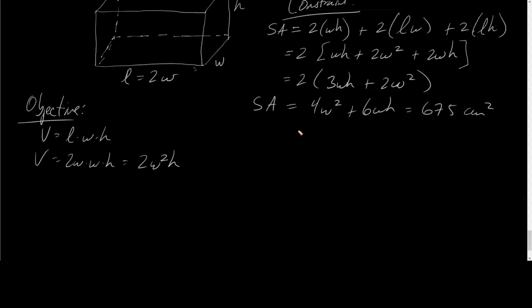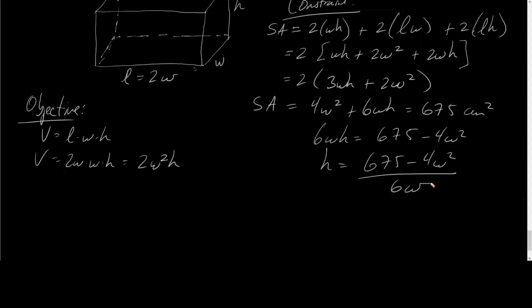So in here, what we're going to say is, well, I'm going to solve for H so that I can replace this H, right? I don't want to solve for W because, well, that's going to be kind of annoying here. But H is super easy to solve for here. So let's see what we get. We end up with 6WH is equal to 675 minus 4W squared. Divide both sides by 6W. So H is 675 minus 4W squared over 6W. And now we got a value of H.